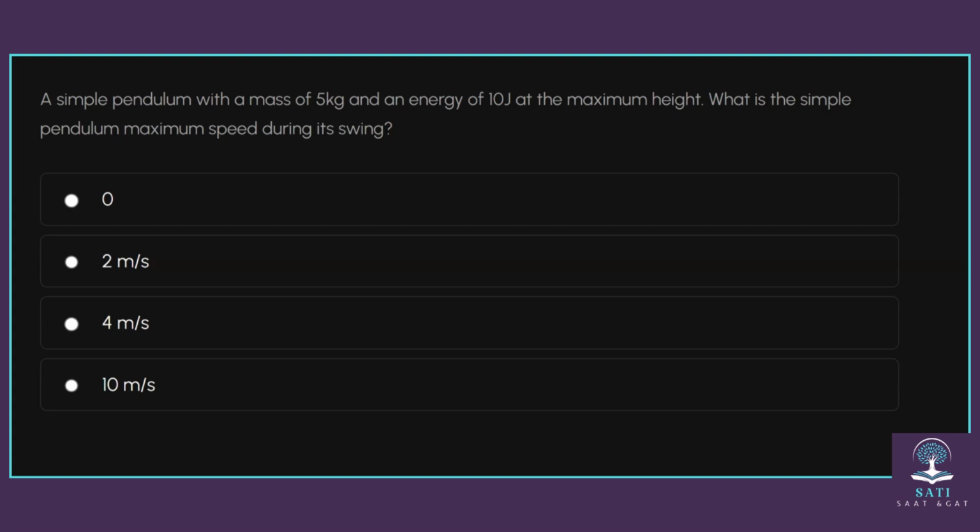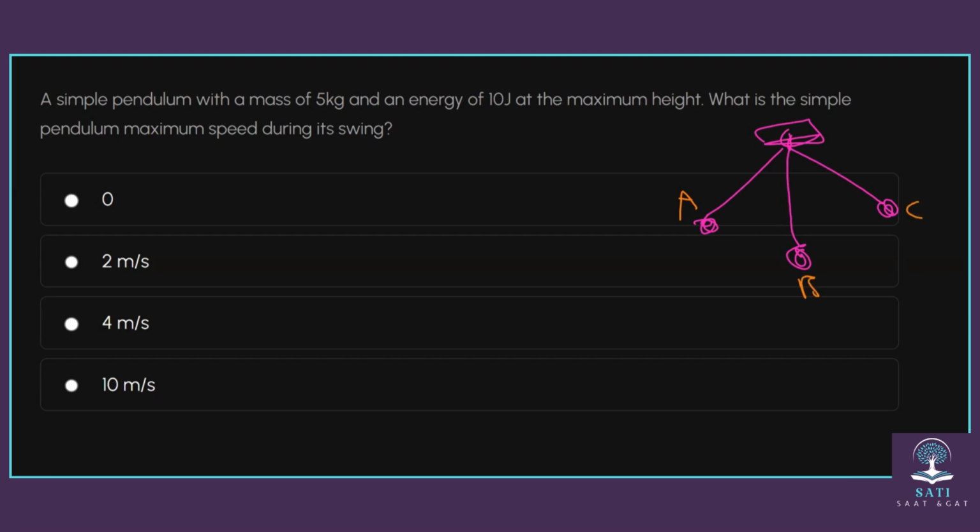A simple pendulum with a mass of 5 kilograms and an energy of 10 joules at the maximum height. Okay, the pendulum, as we know, is fixed here. It has one motion when it goes up, then one motion when it goes up on the other side. So this point is A, this point is B, this point is C.